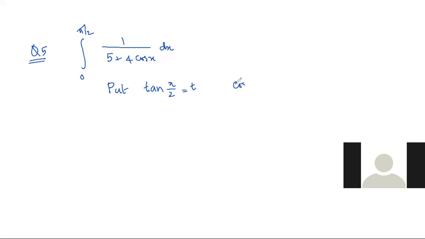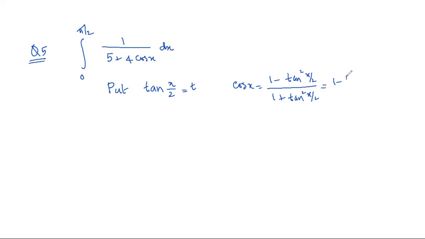Okay, so cos x can be written as 1 minus tan square x by 2 upon 1 plus tan square x by 2. That is 1 minus t square upon 1 plus t square. Okay, next step. Then take 1 plus tan square x by 2 to the numerator. Or we need to find dx, no? Yes, sir. So that 1 plus tan square x by 2 will become sec square x by 2.